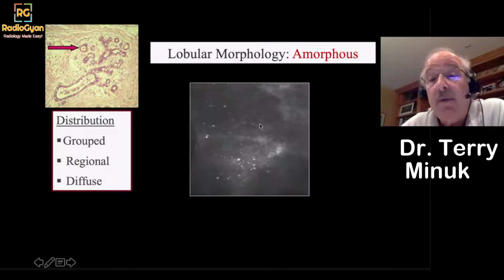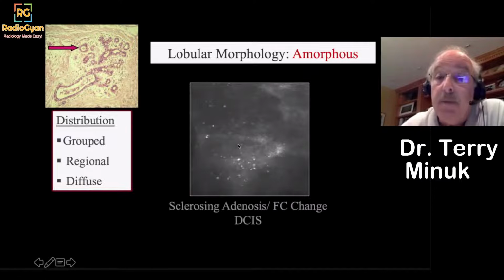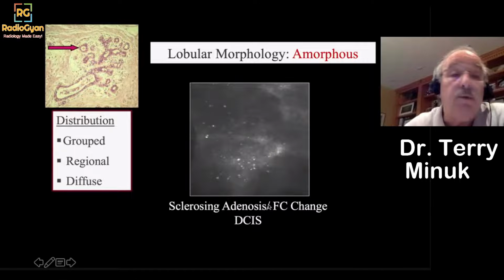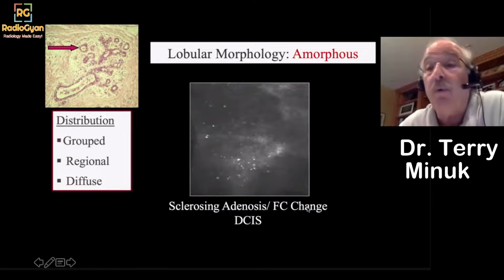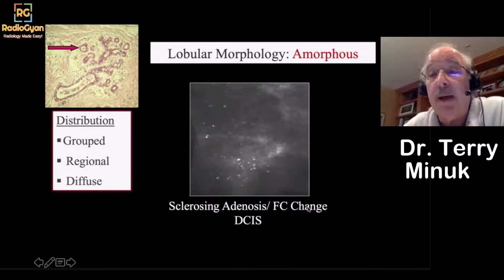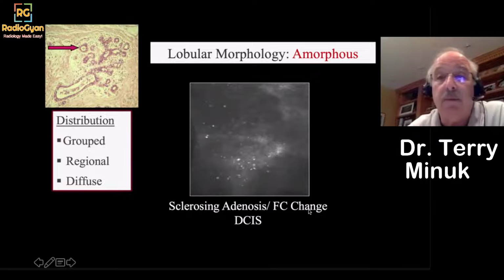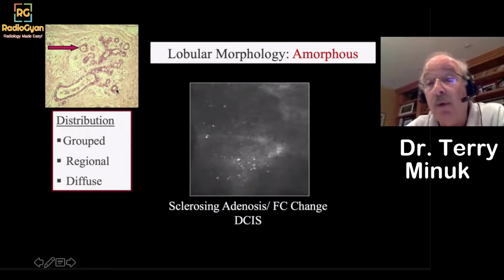Now, these calcifications may have arisen in the acinus, and if they arose in the acinus, they're sclerosing adenosis. And sclerosing adenosis is just part of the spectrum of fibrocystic change. It's associated with other proliferative breast diseases: papillomas, ductal hyperplasia, radial scars. But they can look like that, and if they arose in the acinus, that's what they will look like.